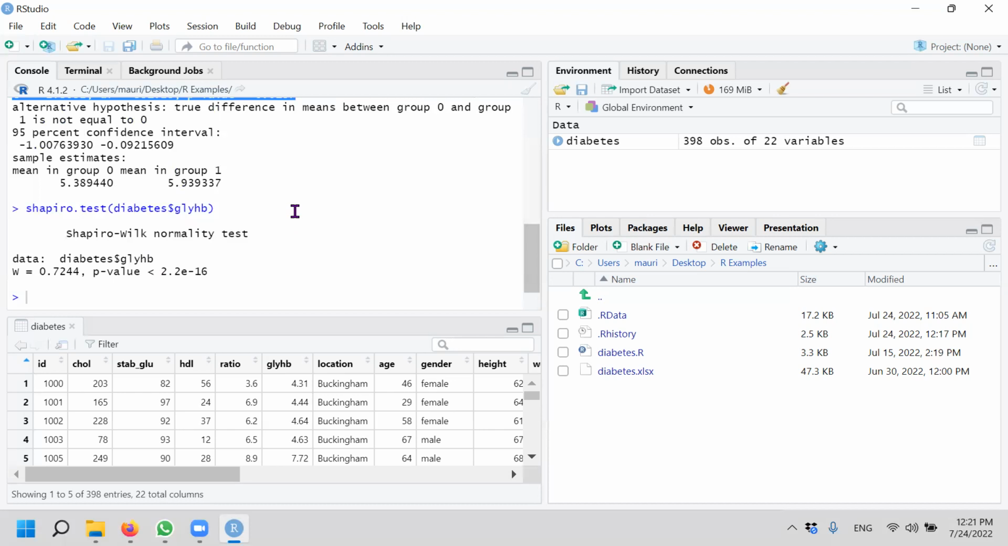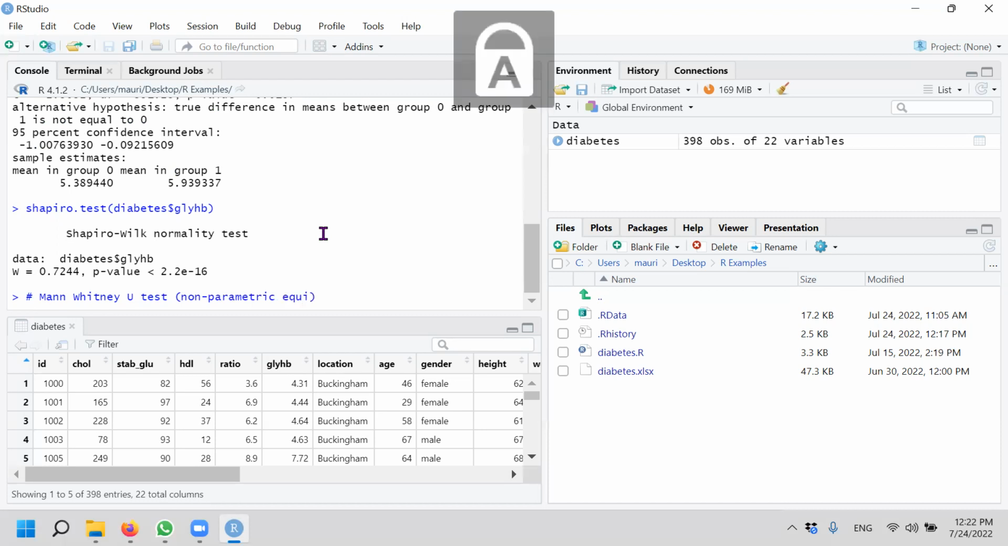So what can we do? Is there an equivalent of the t-test that does not assume equal variance? Yes, there is. This test is known as your Mann Whitney U Test. This is actually the non-parametric equivalent of the t-test, the two samples t-test.